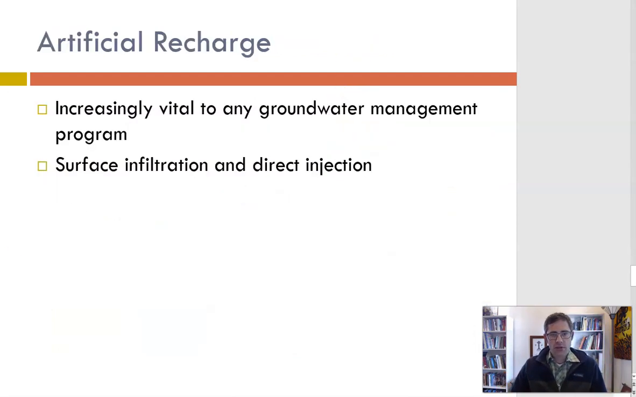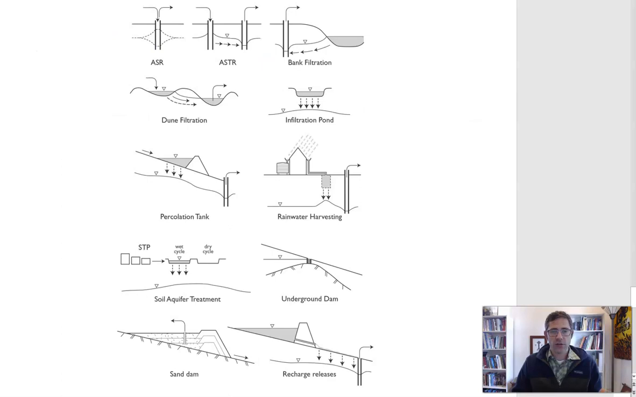Okay. So this idea of artificial recharge is increasingly vital to any groundwater management program in that we have some natural state of how much recharge goes into the groundwater. Over time, as people are using more and more groundwater, we want ways in which we can put more water into the ground than would naturally occur, or that at least would occur given our current state of development. So surface infiltration and direct injection are two of those methods.